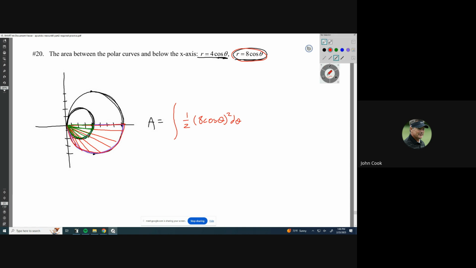And then I'm going to be subtracting away the inside circle radii. So that's going to be the green one. So I'm going to subtract away 1/2 of 4 times the cosine of theta, squared, d theta. All right, I just got to make sure the boundaries are good on this.